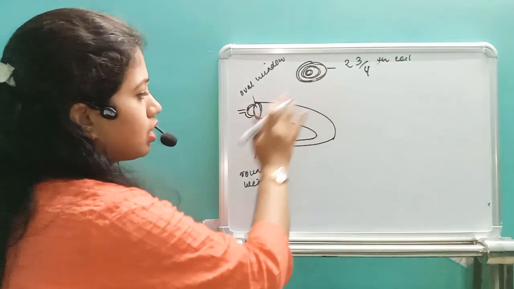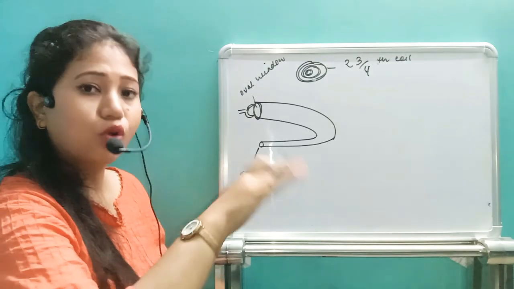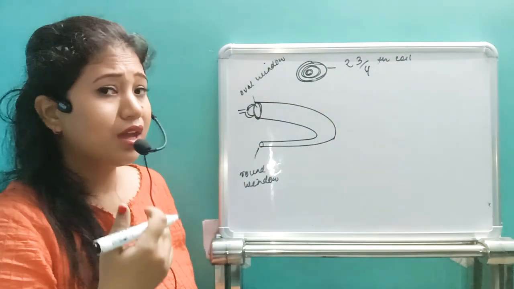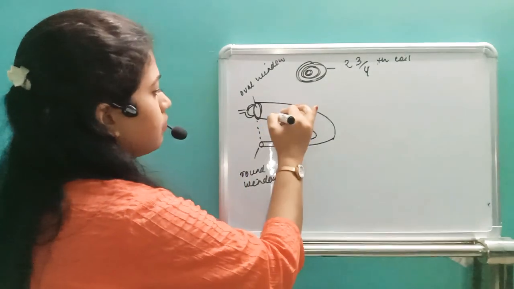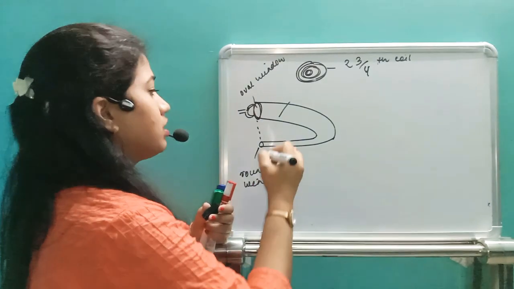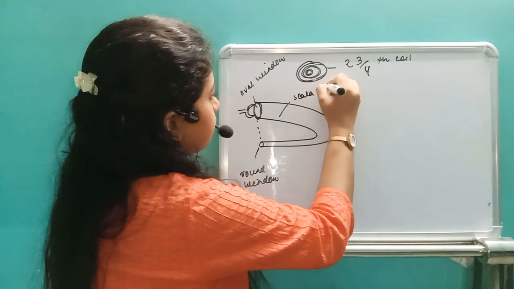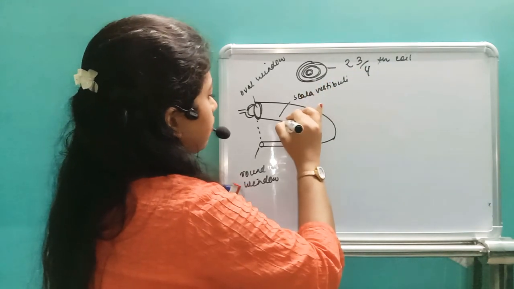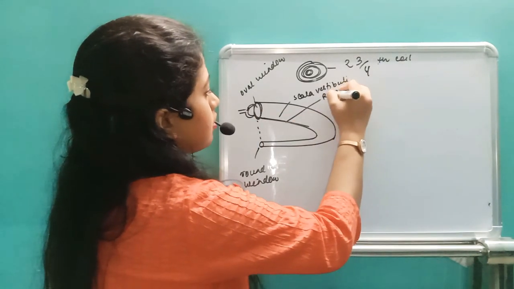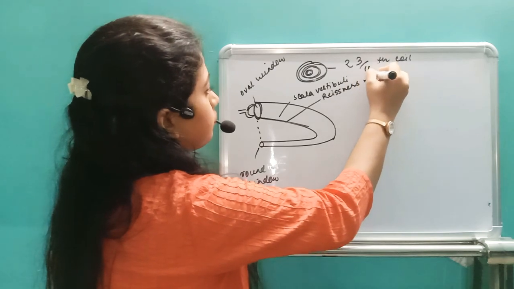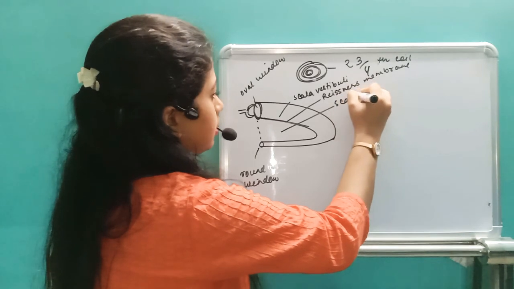Now, if you uncoil the cochlea, you will get a tube, and it's going to have three parts, three chambers. So what are the chambers? First, this chamber is called the scala vestibuli. Next, here we have a membrane called the Reissner's membrane. The middle chamber is called the scala media.